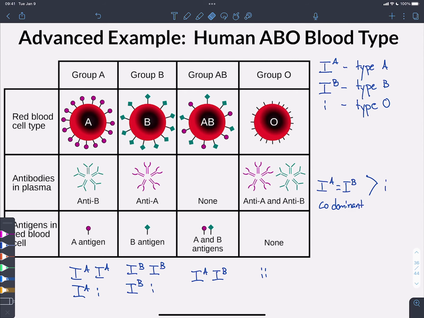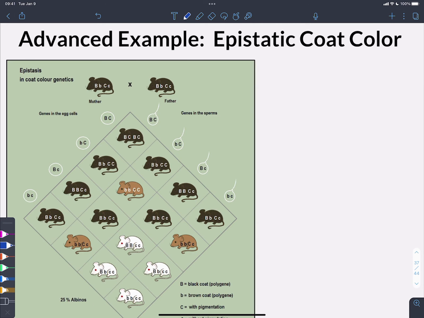So we would say that type AB people are actually the universal receptor, whereas type O people are the universal donor. And so just by having one extra allele and a little bit of a difference in the relationships between how these alleles are inherited, we get a lot more combinations than what we saw in our simple Mendelian basic inheritance.